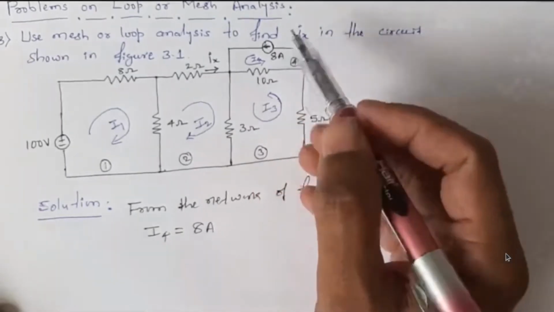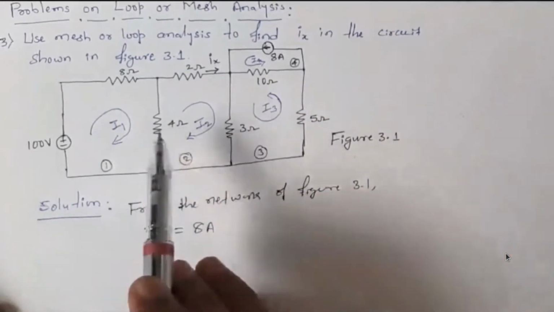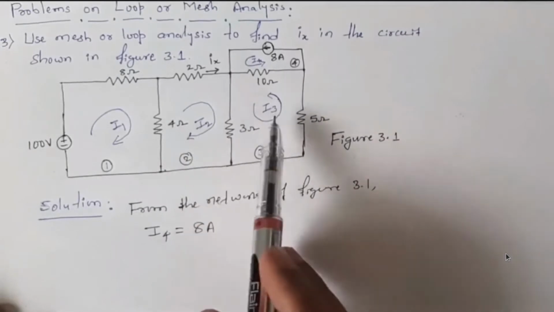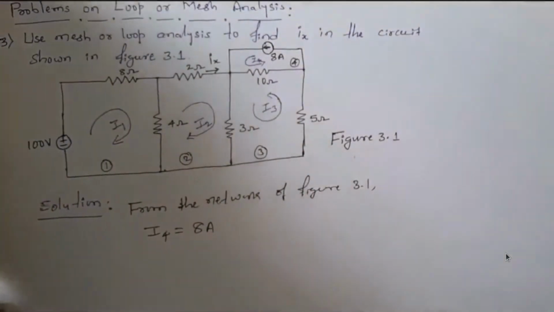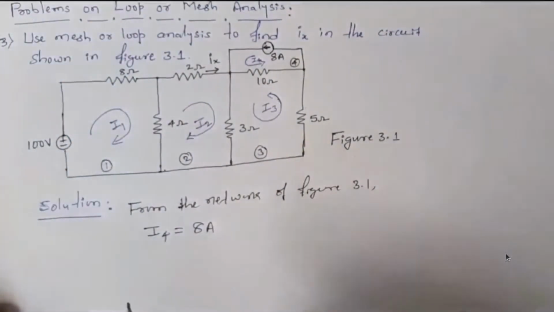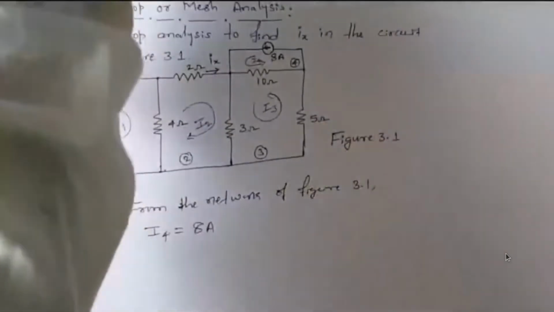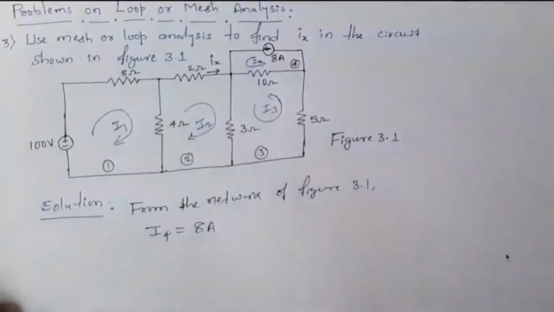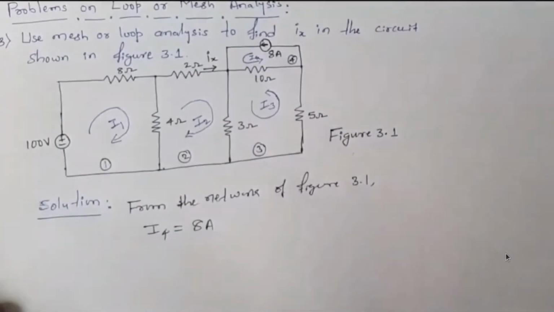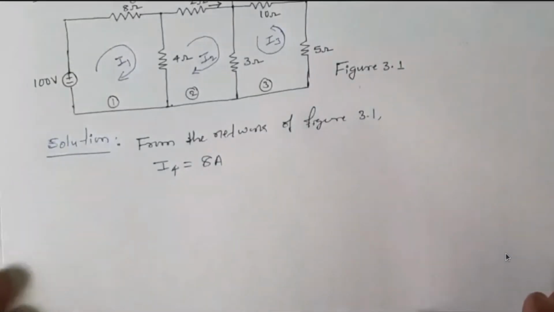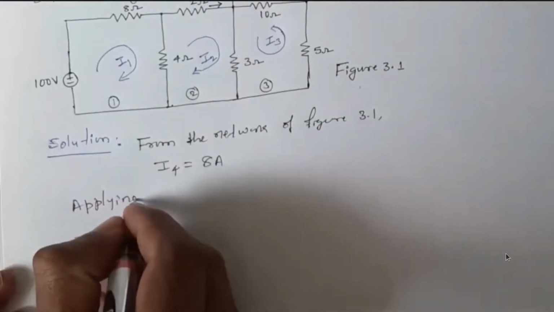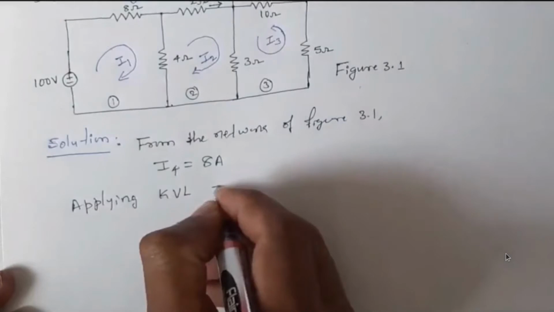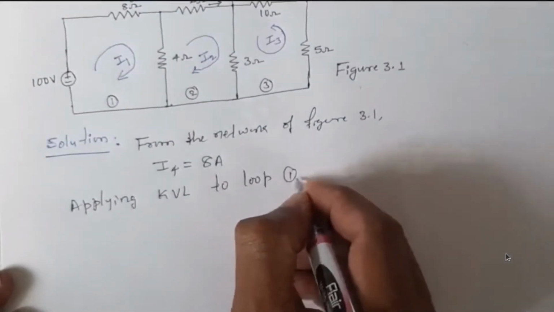So that means there are three unknowns and we should get three mesh equations, and later we'll solve them either using the traditional method or the determinant method. First and foremost, we'll apply KVL to mesh 1.